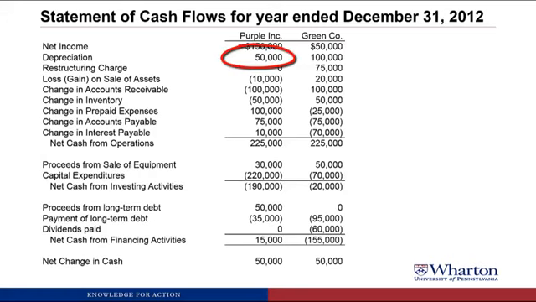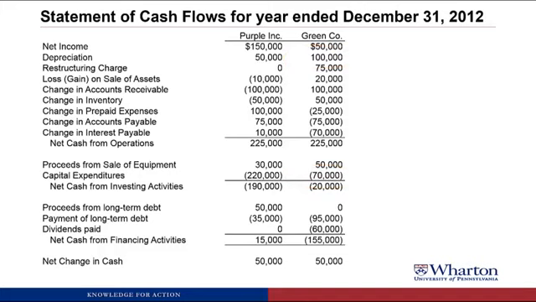So for Purple, they have $50,000 of depreciation, but $220,000 of CapEx, indicating that they're growing dramatically. They're investing a lot more in new equipment than they're using up old equipment. When we look at Green, we see $100,000 of depreciation and only $70,000 of CapEx. So Green is not even investing enough to replace its existing use of equipment. So that would indicate that Green does not have a lot of good growth prospects.